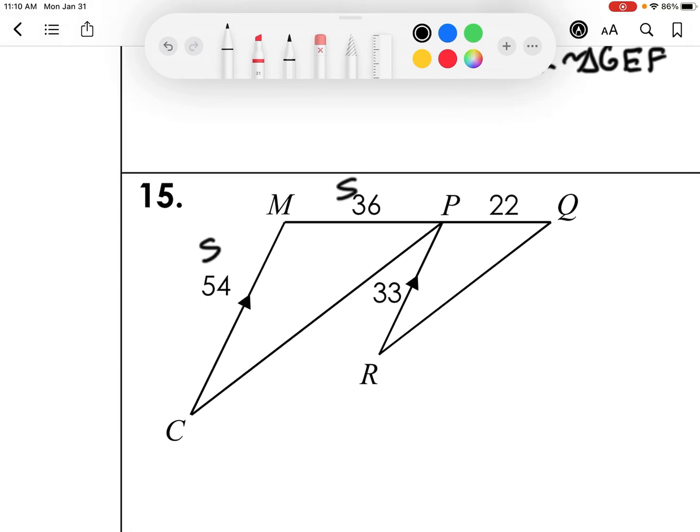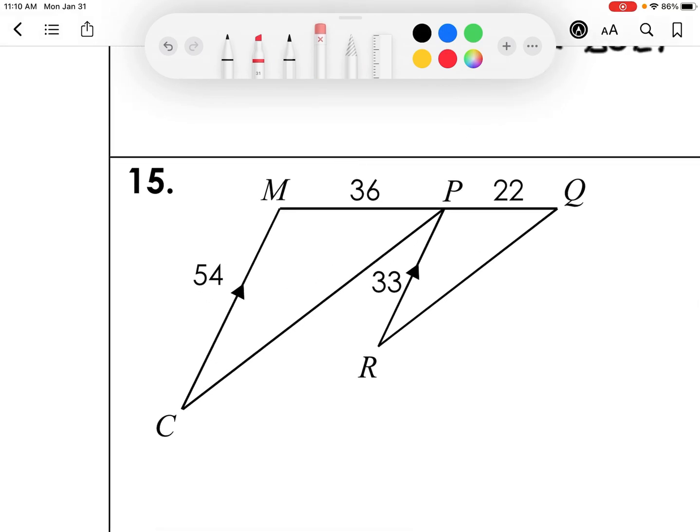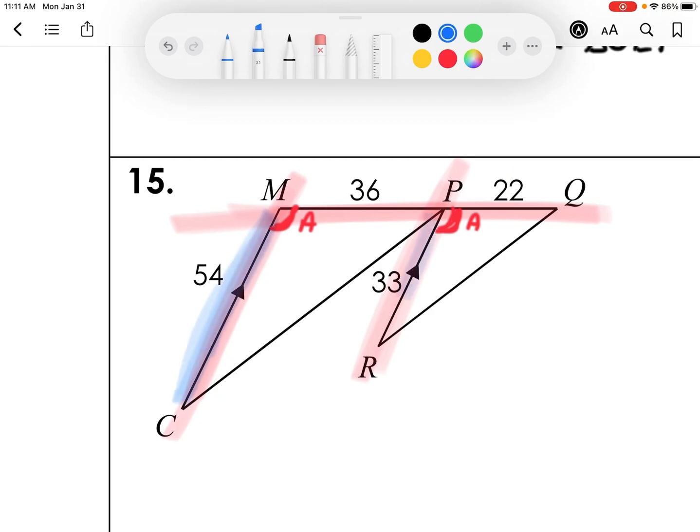All right, moving on to number 15. We have some parallel lines, so I'm going to go ahead and highlight those. And then we have a line down the middle. That's my transversal. And checking what we have, we do have corresponding angles here and here. So there's our angle. Next, we need some sides. So we have this 54 with the 33, and then we have the 36 with the 22 on those two triangles.